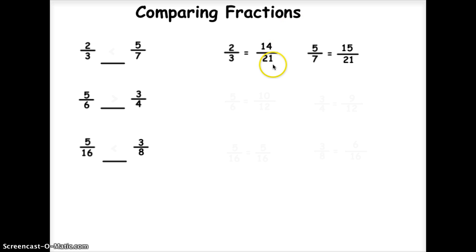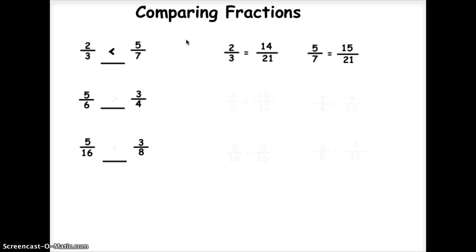Now I can compare the fractions. 14/21 compared to 15/21, because they're written with the same denominator. When I write my fractions with the same denominator, it's much easier to compare them. And I can tell, since 15 is larger than 14, that 5/7 is going to be greater than 2/3. Let's look at the next problem.